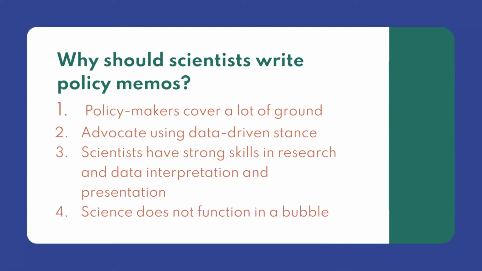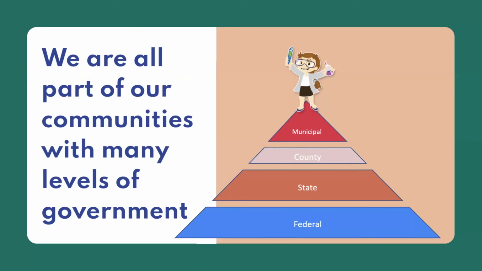And then the last point I want to make about reasons why scientists should write policy memos is because science does not function in a bubble. We are all citizens in communities that have all of these governmental structures around us. We have the federal level of government that governs so many people all across the country. And then we also have all the way down to the municipal level, where we can more closely interact with policymakers that are here in our communities. So at all of these levels, we should feel empowered to work with them and encourage them to make smart policy decisions based on data.